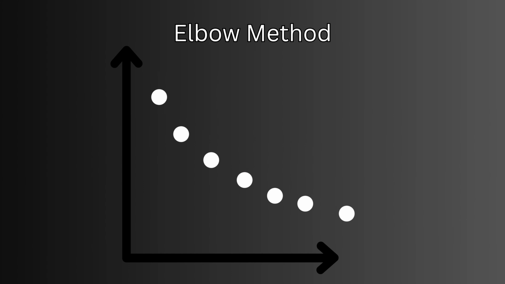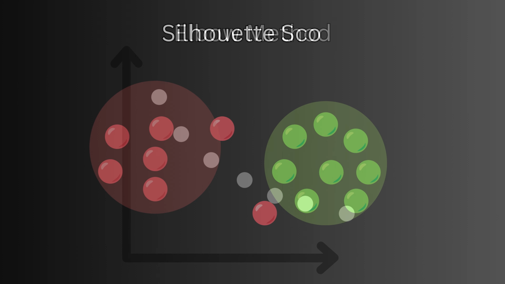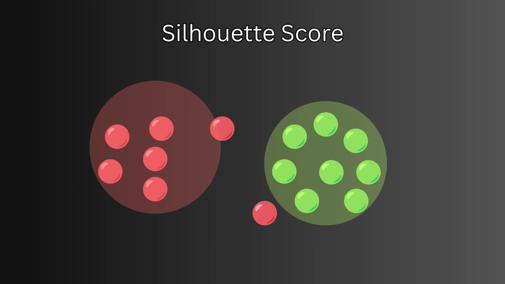But sometimes, the elbow isn't obvious. The curve might be smooth, or several values might look equally good. So we need a second opinion, a way to check the quality of the clusters we create. That's where the silhouette score comes in. The silhouette score measures two things at once: how close a point is to other points in its own cluster, and how far it is from points in the nearest neighboring cluster.